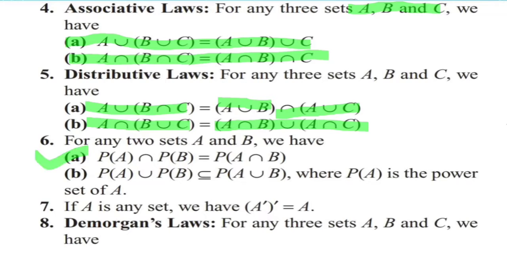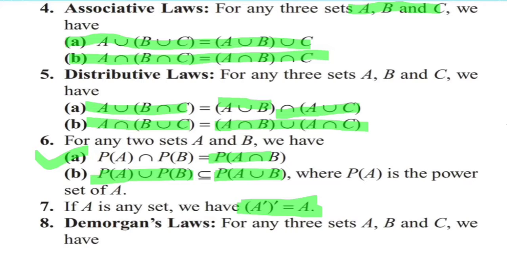For any two sets A and B we have, first one, P(A) intersection P(B) which equals P(A intersection B). Next, P(A) union P(B) is a subset of P(A union B), where P(A) is the power set of A. Already you know the definition of power set. And the seventh one is, if A is any set, then A dash dash, or you can say the complement of the complement of A, the double complement, is nothing but A.